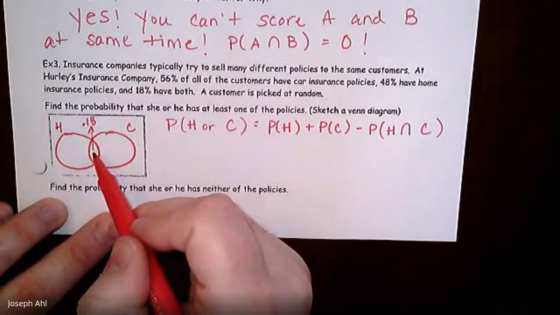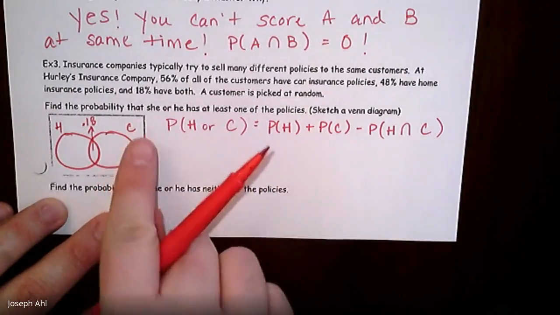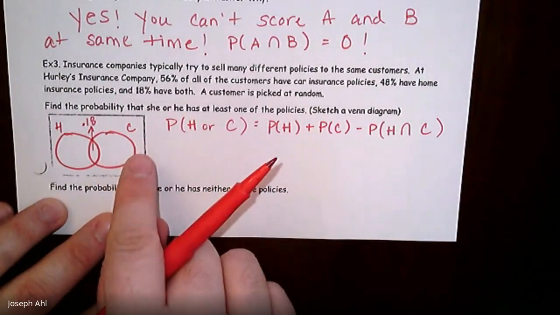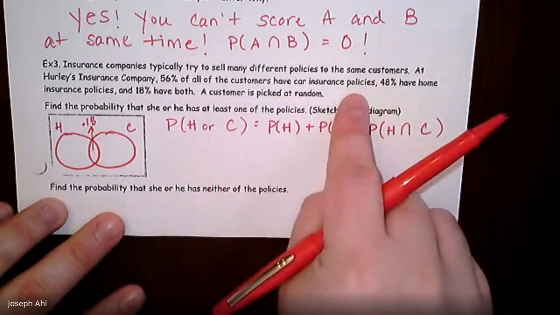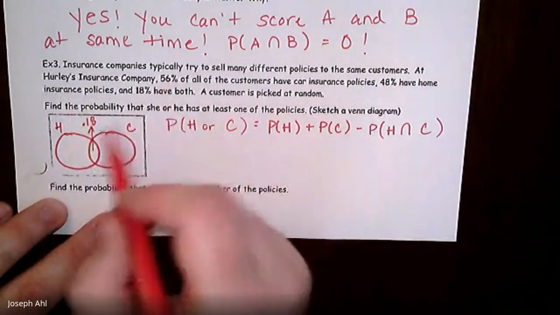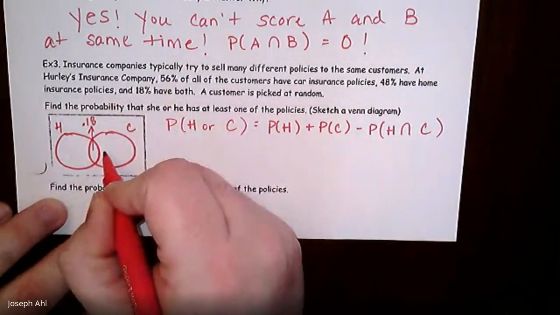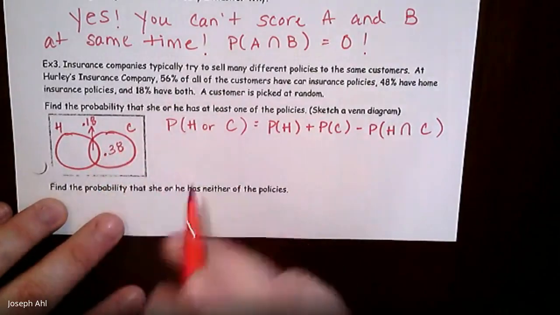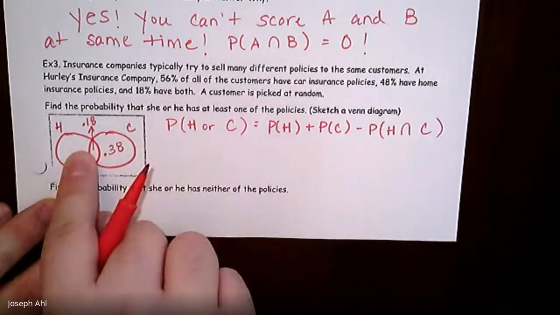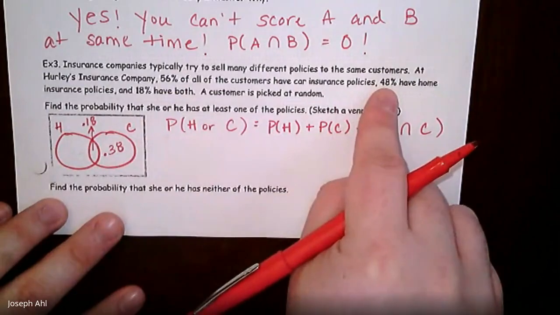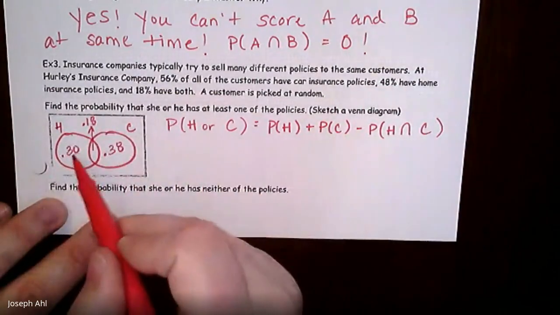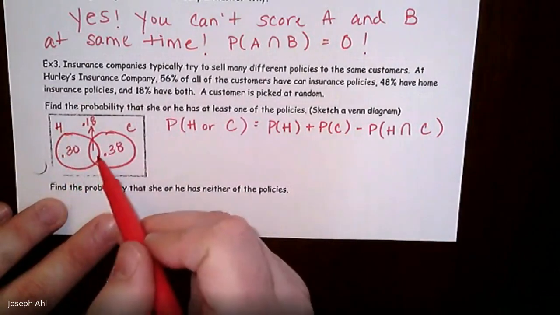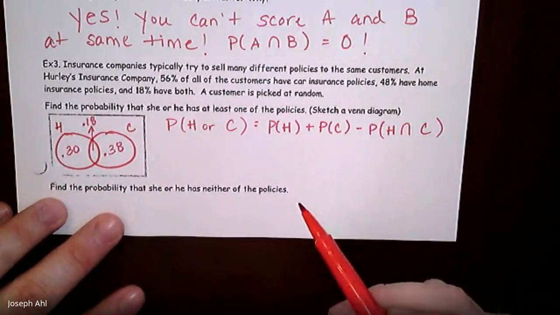But if the probability of having both is 0.18, subtract that out of the 56% to figure out the customers that have car insurance policies there. Okay, so 56 minus 18 is going to be 38% left in just the car insurance, but not homeowners with this company. And same idea, take 48, subtract out the 18, so you're going to have 30% of people who have just homeowners but not car insurance with the specific company.